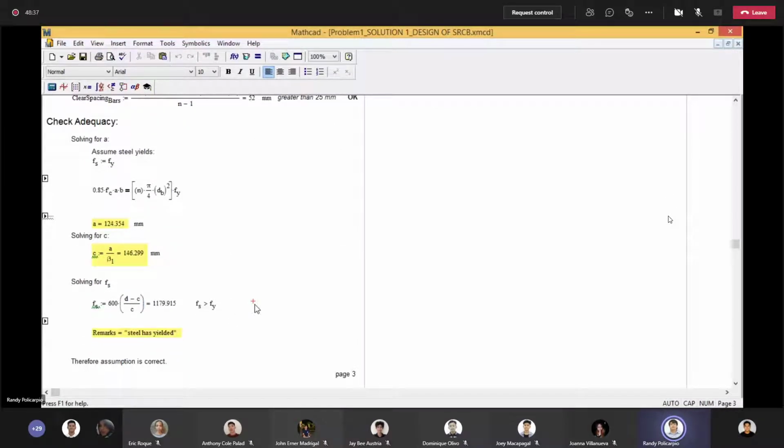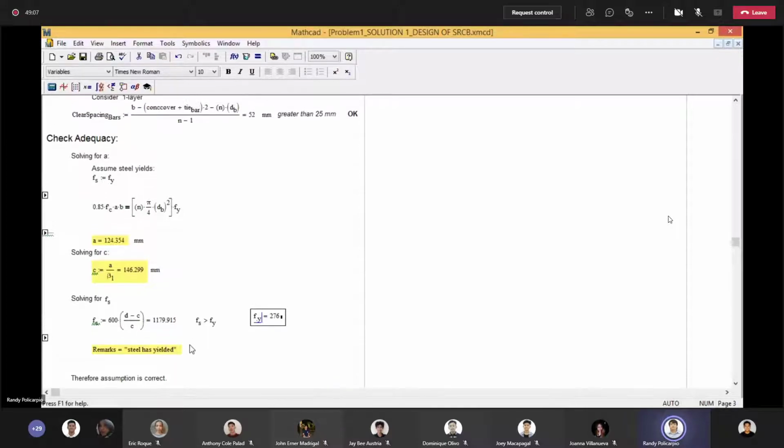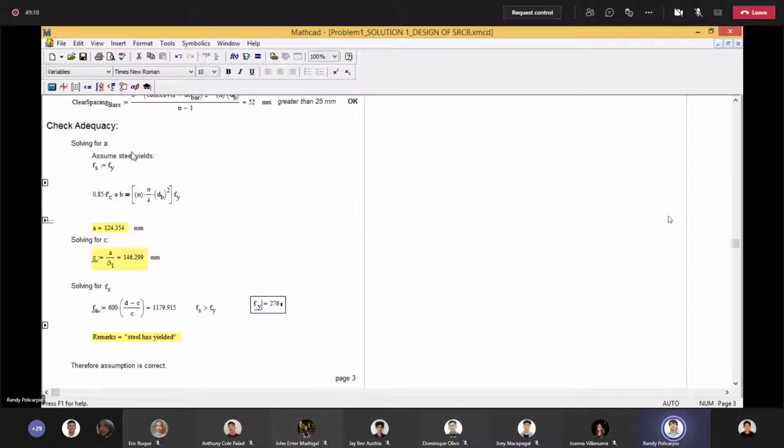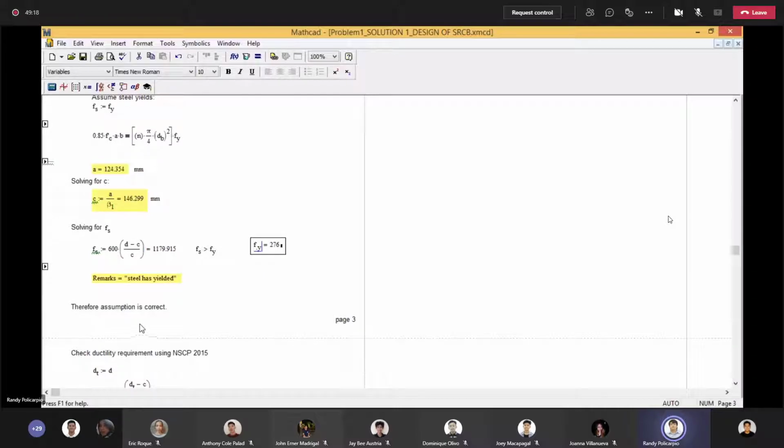Okay, yung Fy kasi natin ay 276. Okay? So therefore, our Fs is greater than Fy. So our steel has yielded. So tama yung assumption natin dito na nag-yield yung steel. So therefore, your A and C are considered correct. So therefore, assumption is correct.